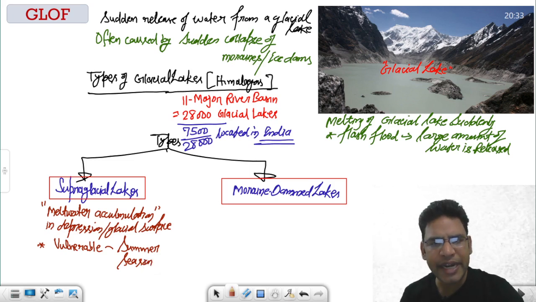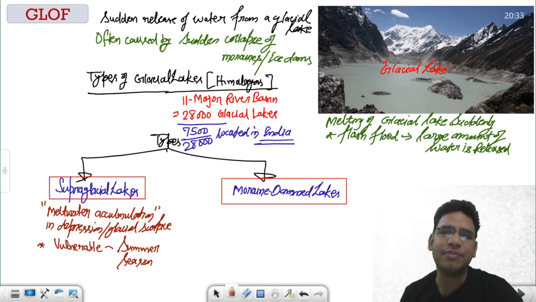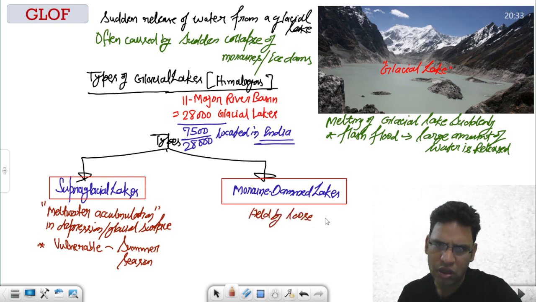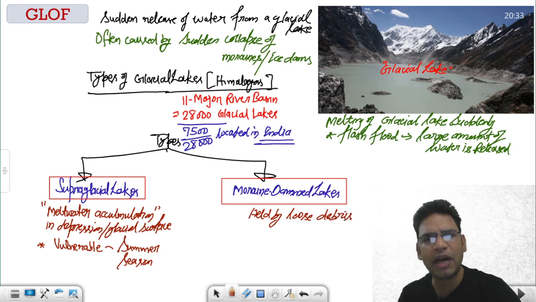Moraine-dammed lakes are located near glacial snouts, and they are held by loose debris or ice moraine basically. Because of the debris that accumulates, the water gets held back.